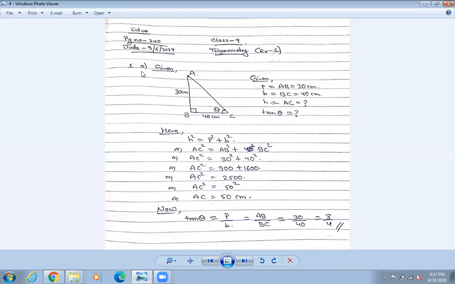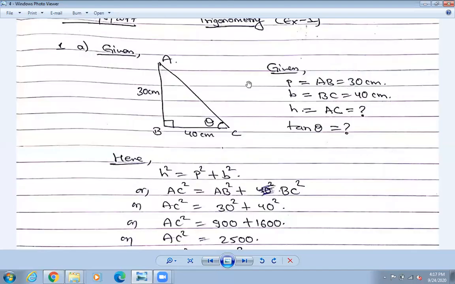Now, question number 1. The same question. The opposite of theta is called perpendicular. So what is the value of perpendicular? Name the line AB. So AB is 30 centimeter. Opposite of 90 degrees is called what? It is called hypotenuse. What is the name of the hypotenuse? AC. Hypotenuse AC equals question mark.